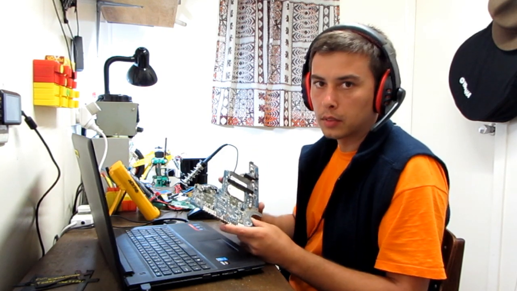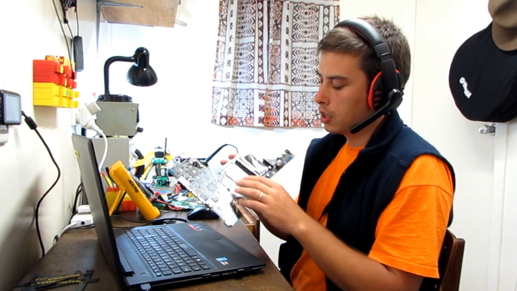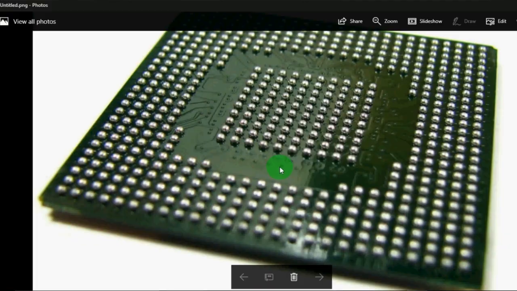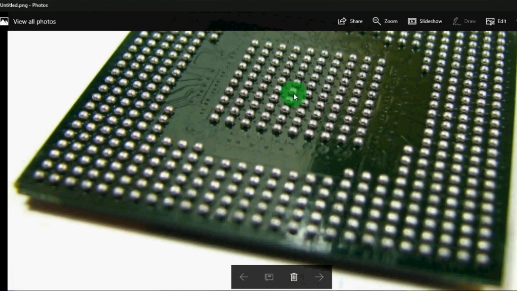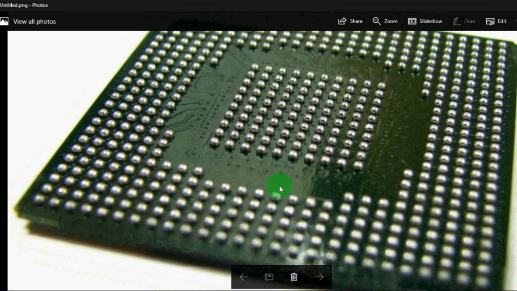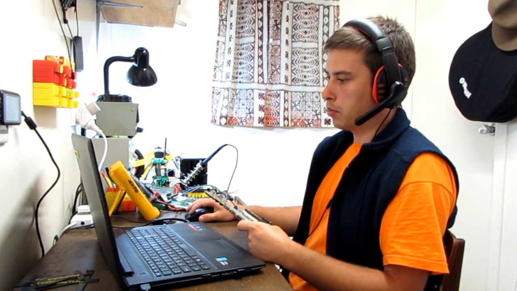Not always. Sometimes the microprocessor, as in the case of this motherboard, is located on this socket right here. This is how it looks like at a closer look. And some of the chips can have up to 300 or even more of these BGA balls.